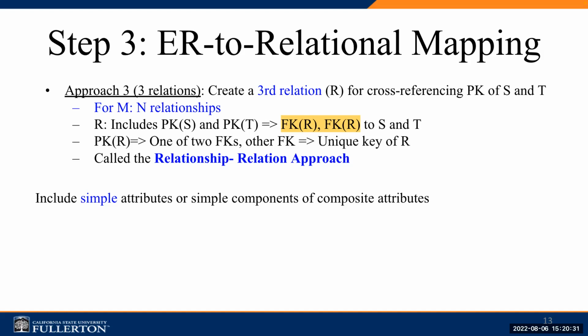Now, the primary key of this relation R is going to be one of the two foreign keys, and the other foreign key, of course, can still be used to uniquely identify the relation R. And you call this kind of approach the relationship relation approach. Now, again, you would include any simple attributes or the simple components of the composite attributes.